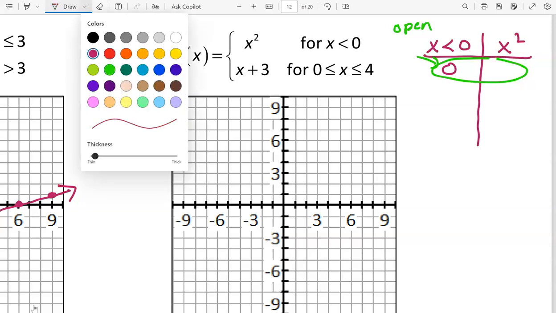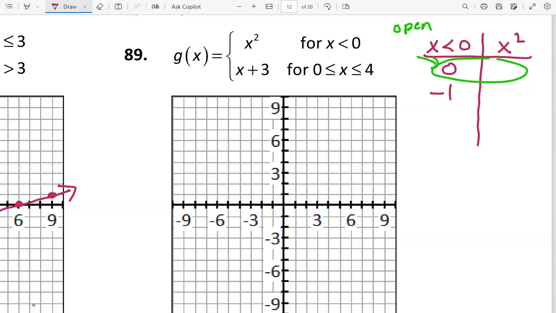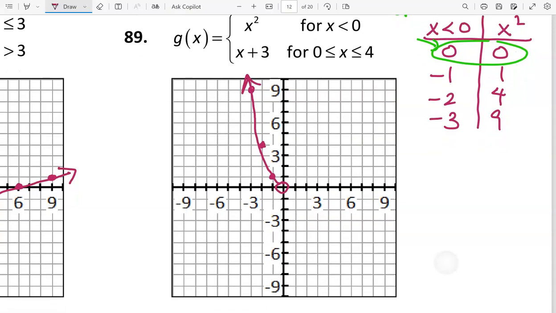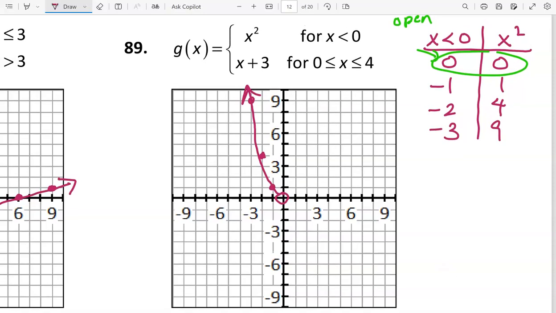And so less than 0 would be negative, correct? So -1, -2, -3, let's use that much, and then square to get the y values. So (0, 0) is an open circle. (-1, 1) closed, (-2, 4) closed, and (-3, 9) closed. So the graph goes to the left of x equals 0, continuing infinitely in that direction, and then has an endpoint with an open circle at (0, 0).